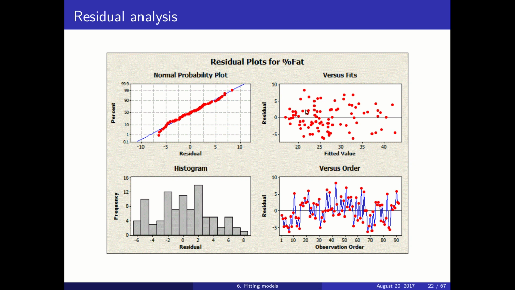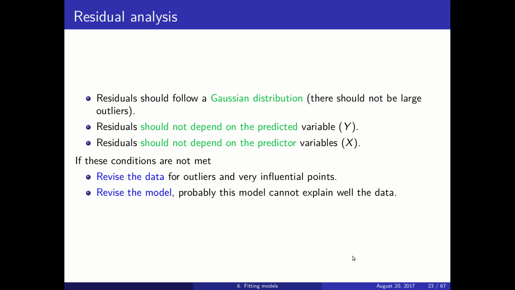You can also plot the histogram of the residuals, and it should look like a Gaussian. Then you can compare the residual to the fitted value. So the fitted value is y. If you plot y as a function of x, the residual should not depend on y, and the residual should not depend on x, or on the observation order.